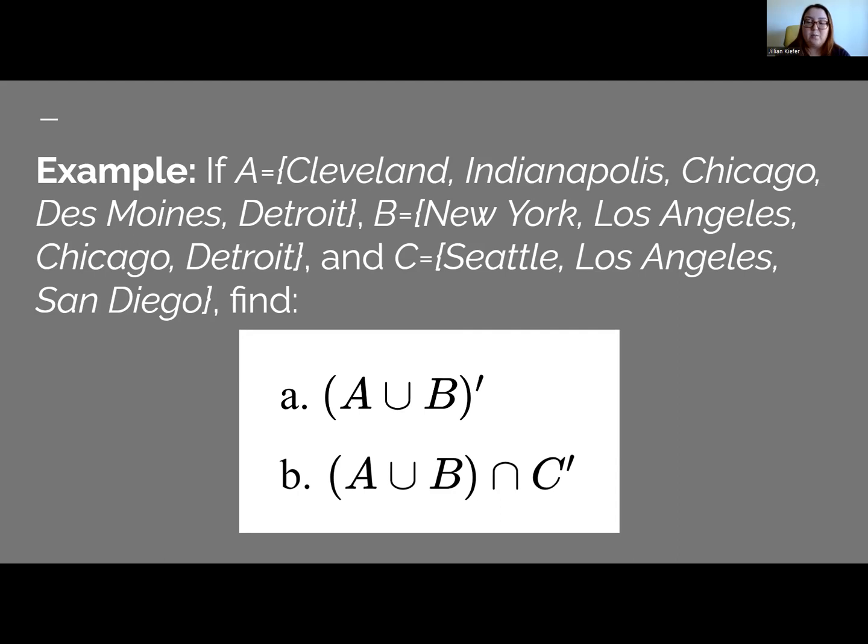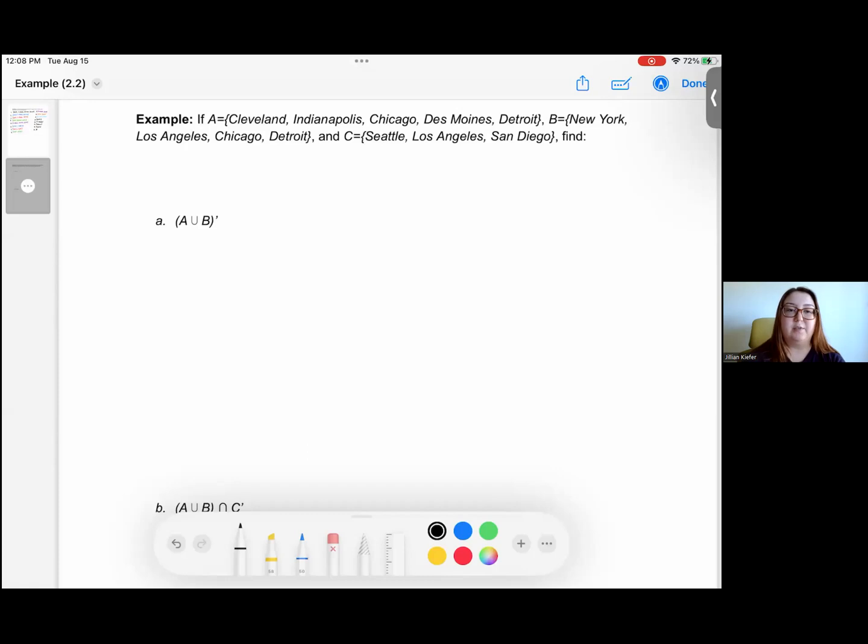For B, we have A union B intersect C complement. So we're definitely going to have to do quite a few things here. So let's go ahead and go on over to our notes. All right, so for this example, we need to find quite a few things.